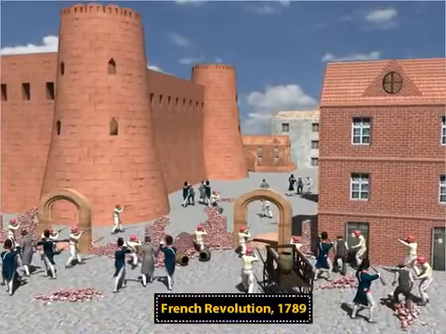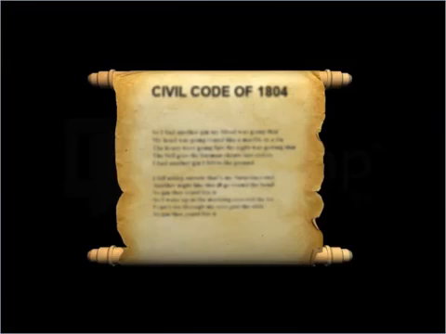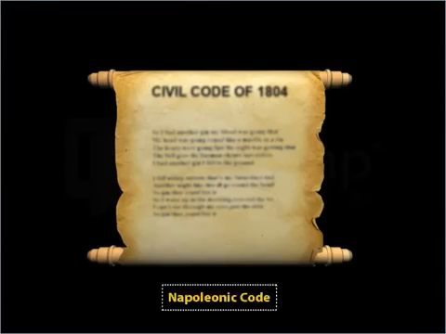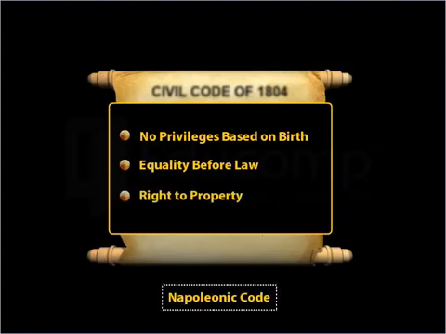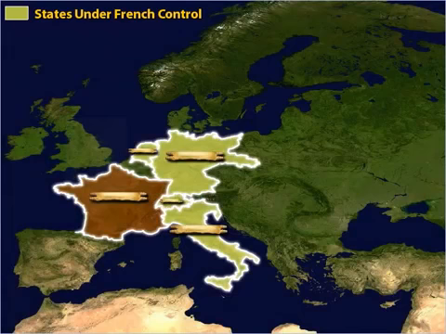The French armies also carried many administrative reforms in the states that came under their control. For example, the Civil Code of 1804, called the Napoleonic Code, which banned all privileges based on birth and established equality before law and the right to property, was exported to the states under the French control.